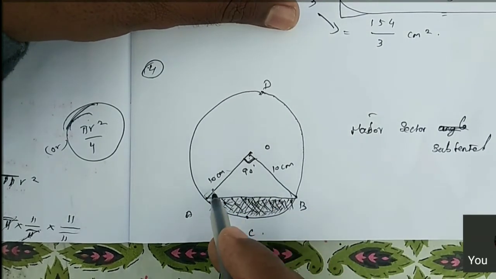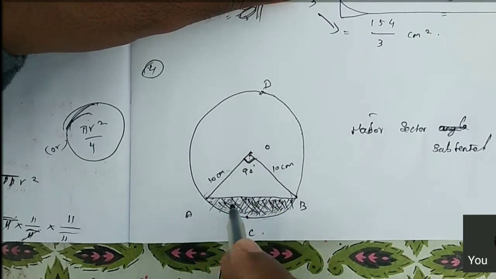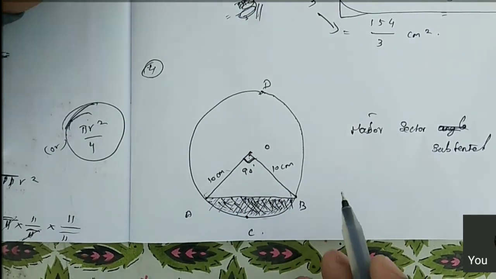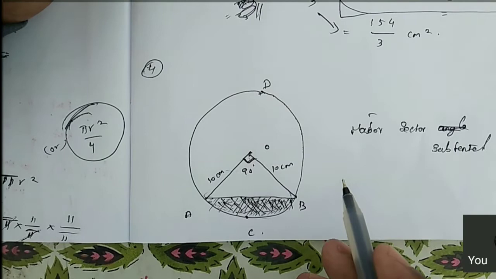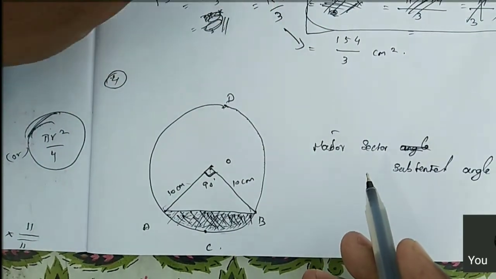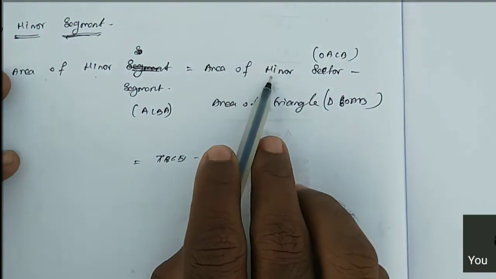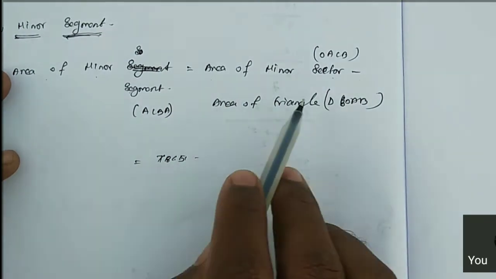Clear? So it is the area of a sector. From this sector you should subtract the area of this triangle, then you will get the remaining area, that is the area of a segment, right? Have you all understood? So now listen, we can find it. Area of a minor sector minus area of a triangle.